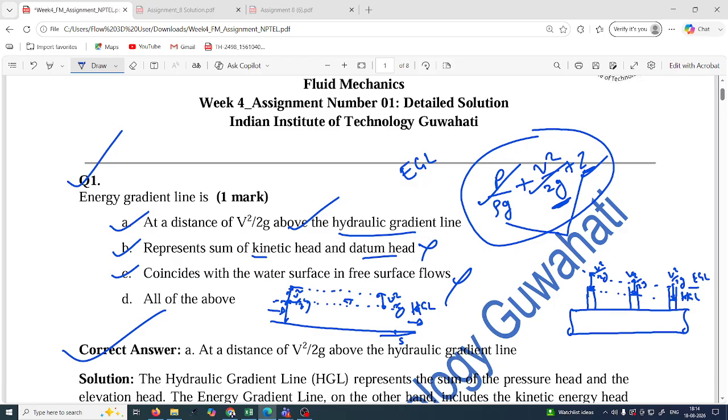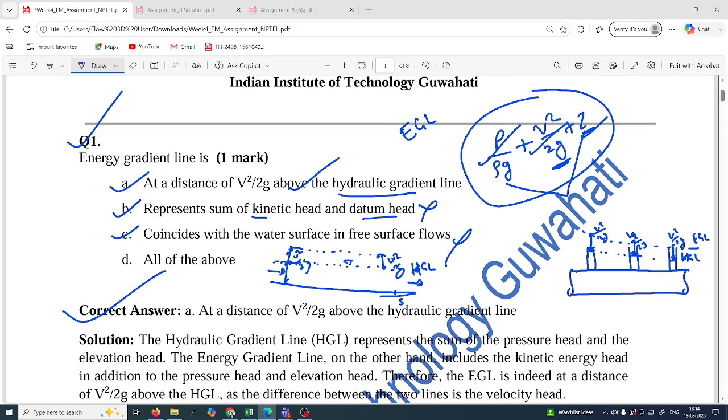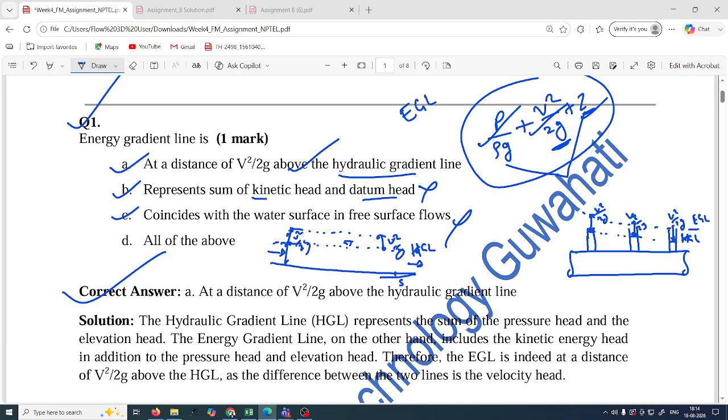So if you consider open channel flow, then also option B is wrong. So only option A is correct here. Now let us move on to the second question. So here the explanation is also given, as we can see here.